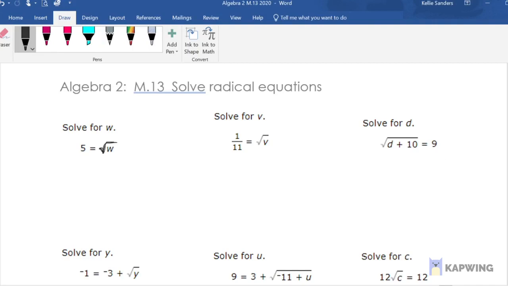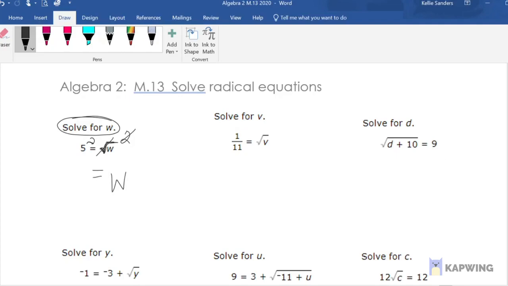Squaring, right? And if we're solving, we're basically undoing the problem to get back to what we had to start with. So if we're solving, we want W by itself. What is with W right now? A square root. So I need to get rid of the square root. How do I get rid of the square root? I've got to square it. But if I do it to one side, then I'm going to do it to the other. So that square and that square root undo each other, and all I'm left with is W.